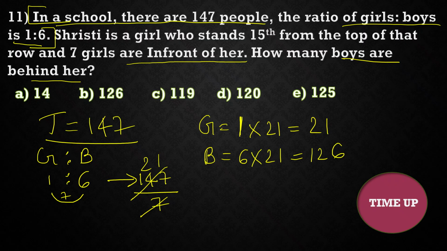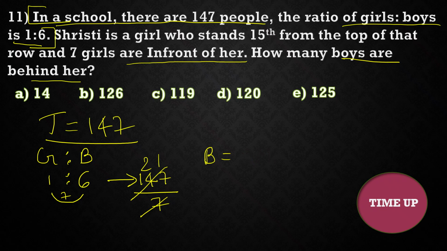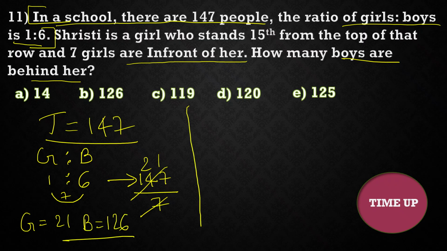So from this we got the total number of girls and total number of boys. I hope you have noted this down. So I'll just clear this and directly write: total number of girls is 21, total number of boys is 126. Okay, this part is over. Now go to the next part.